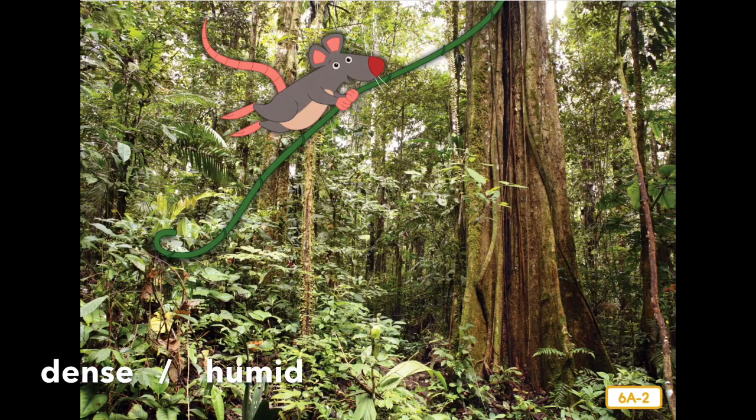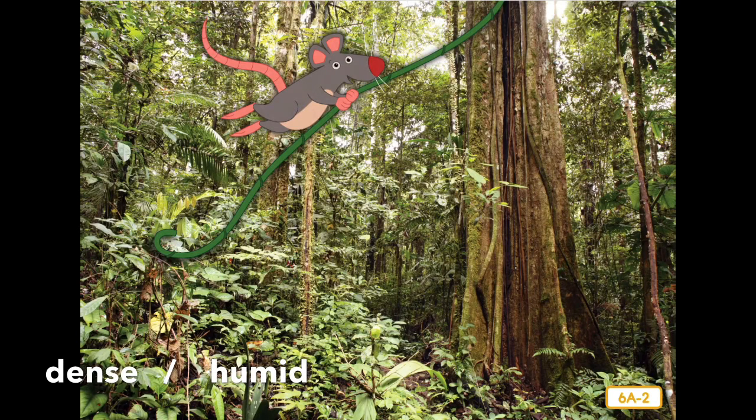Hello there, Rattenborough reporting from a fascinating habitat. A habitat that has the greatest variety of plants and animals of any habitat on Earth. Welcome to the tropical rainforest. Tropical places are warm and wet. A rainforest is a thick forest of plants that stay green year-round. So, a tropical rainforest is a warm, wet, thick forest of plants that stay green year-round.